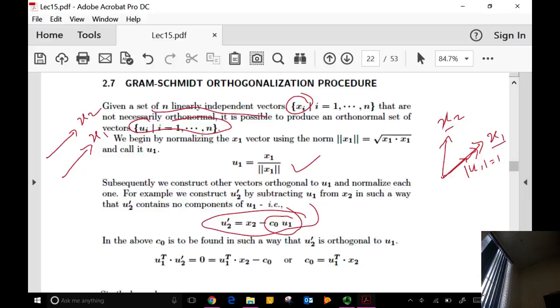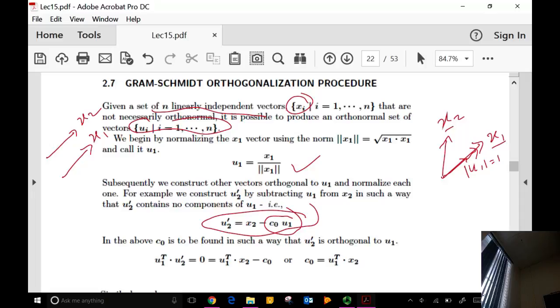So I want to find the length of C0 such that this difference vector, which is pointing in the U2 direction, is perpendicular. Is that clear? Graphically, you follow? It can be more than one, it can be less than one, because I don't know what is the length of x2. I haven't normalized it, right? And so this idea of a subtraction, you should imagine geometrically only for the 2D case, but for other cases, algebraically you can extend it, geometrically you cannot show that.